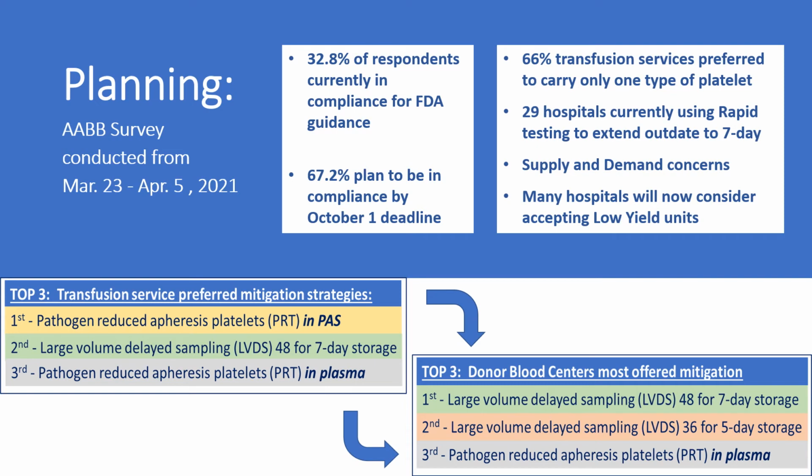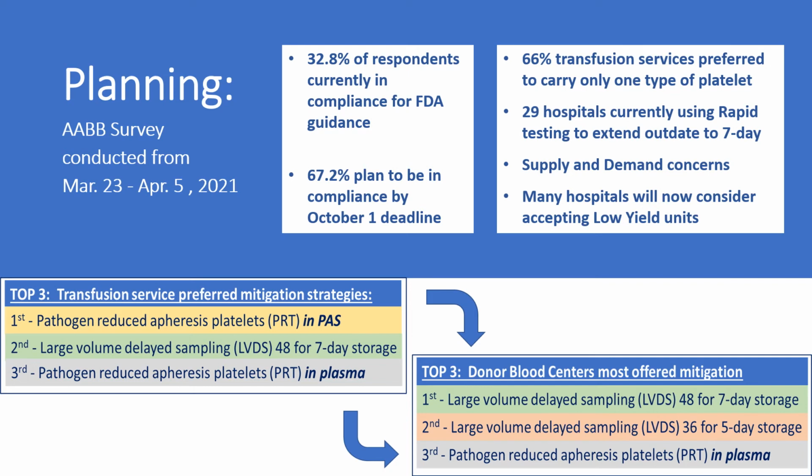To assist in planning, the AABB conducted a survey from March 23rd through April 5th of this year. The respondents included 272 hospitals, some with on-site donor centers, as well as 22 dedicated blood centers. This group represented about 20% of total annual platelet transfusions and about 76% of total U.S. collections.